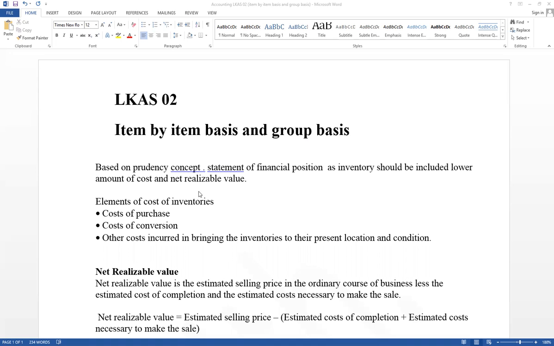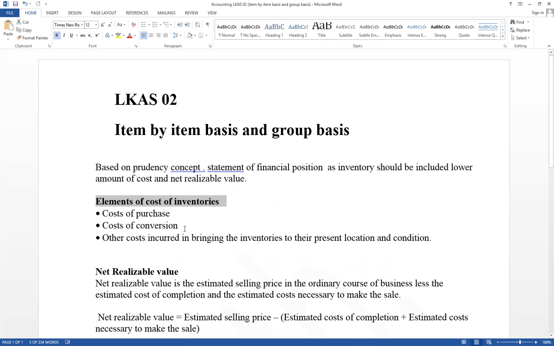And the elements of cost of inventory included are cost of purchase, cost of conversion, and other costs incurred in bringing the inventory to their present location and condition. Cost of purchase includes the purchase price, loading and unloading cost, import duties, and transportation cost. If a trade discount has been given, it should be deducted.